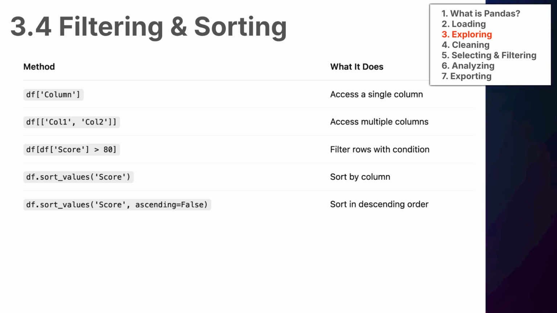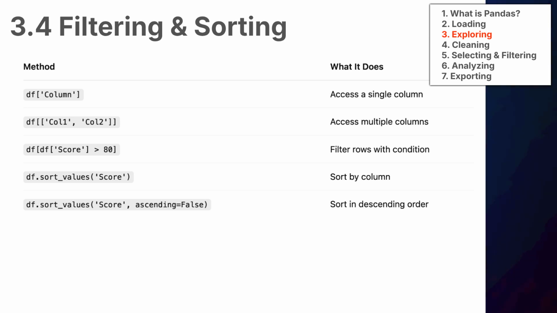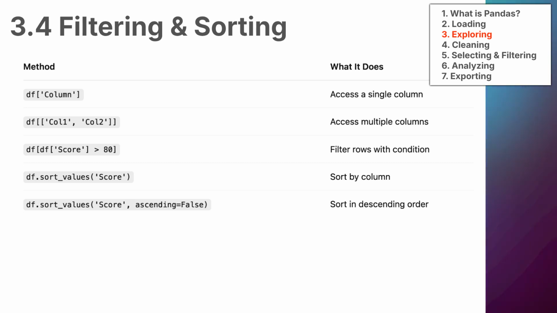4. Filtering and sorting. This is the part where you start asking questions like, who scored more than 80? Can I just look at the name and score columns? What if I want the highest scores at the top? Okay, let's go step by step.